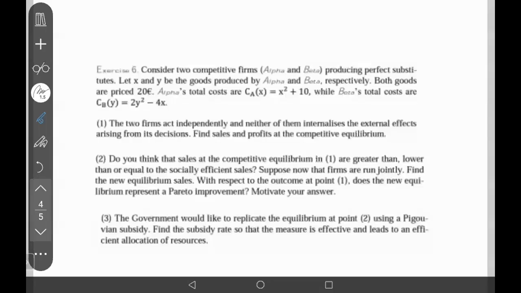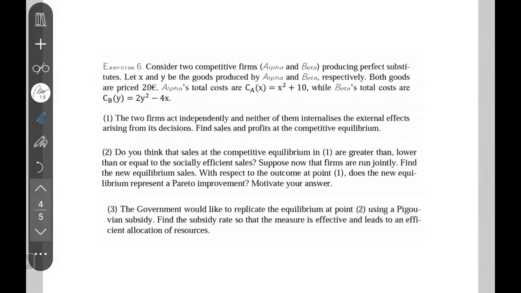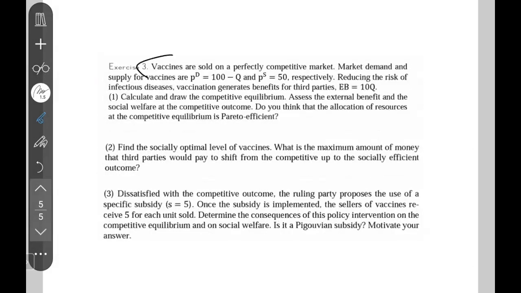Okay, so now we have the other 2 exercises on externalities. With externalities, you have 2 main types of exercises. The first type is where you have 2 specific firms, and one has a positive or negative externality on the other one. And then you have the other case where you have the externality on society in general, like with vaccines or with firms that cause pollution to society. So it's just 2 different types of exercises.